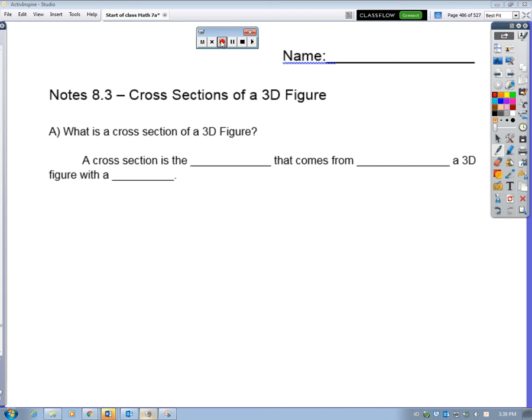Alright, my little math friends, we are moving further on into Chapter 8. Chapter 8 is all about geometry. Now we're going to be talking about 8.3. We're going to be making cross sections of a 3D figure.